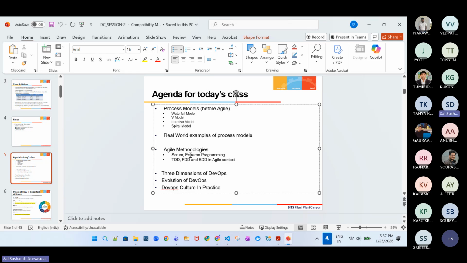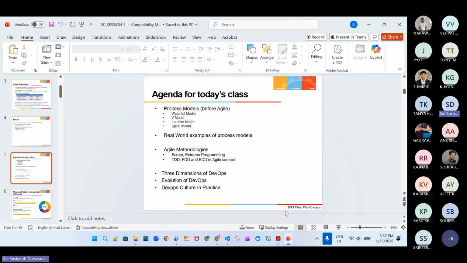Then we'll get introduced to agile methodologies, wherein we'll talk about what is Scrum, what is extreme programming, and also talk about TDD, FDD, and BDD in the agile context. If time permits, we'll touch base on the dimensions. If not, we'll take it up in the next class. So this is the agenda for today's class.